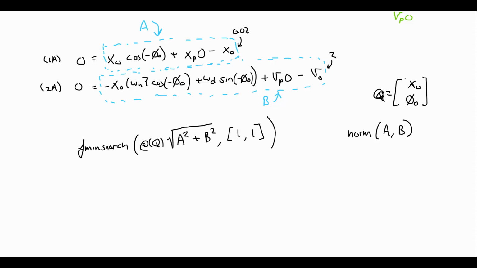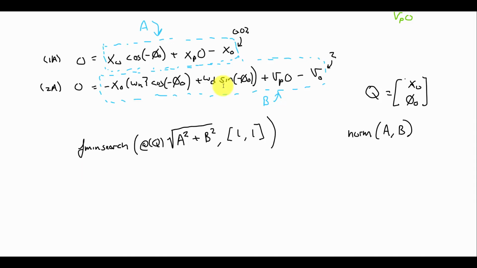It's a little bit of a kludge or a hack in order to do it, but this is a way that it's going to keep trying those different values of Q until it finds the one that minimizes that function, thus satisfying both initial conditions in both equations simultaneously. So let's see what that looks like in MATLAB.